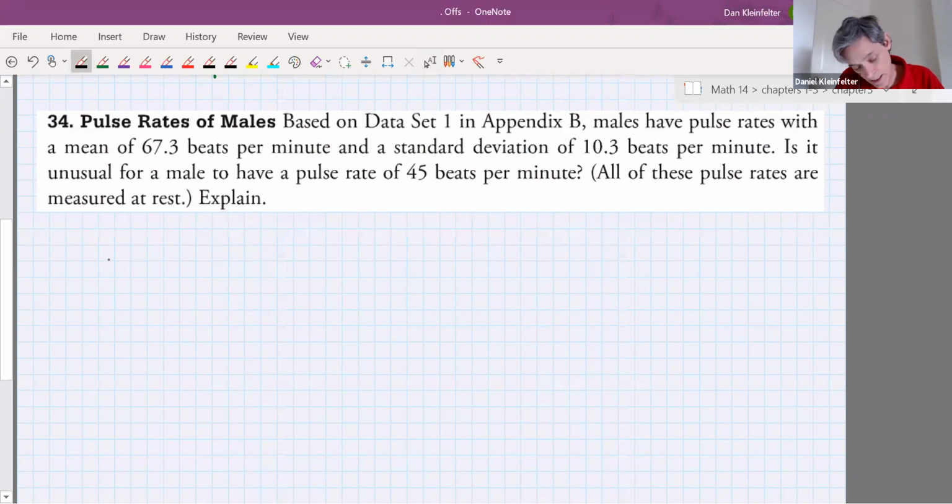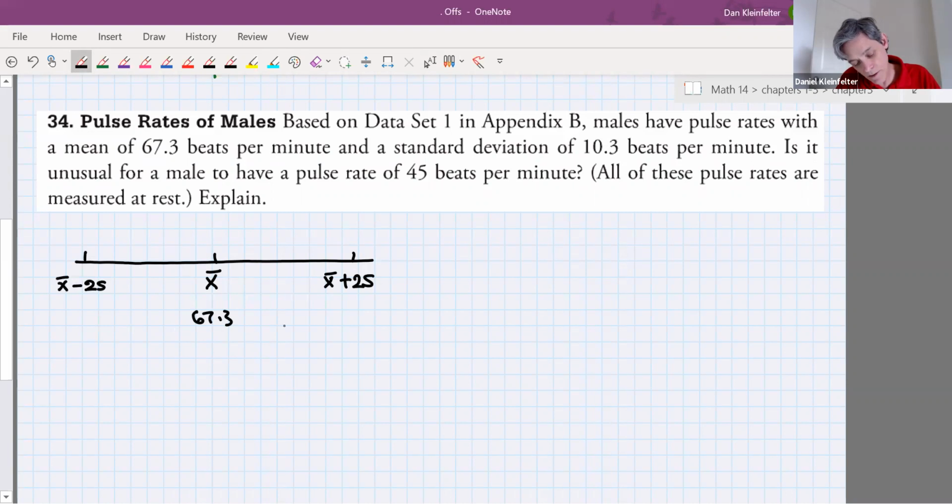All right, so let's see how that's going to go. So again, I would start by drawing a number line. The mean was 67.3 beats per minute. That's where the mean will be. And then we'll have the mean plus 2 standard deviations, the mean minus 2 standard deviations. So we'll have 67.3 plus 2 times 10.3. Then we'll have 67.3 minus 2 times 10.3. All right, so what we're going to want to do is calculate those, and then we need to decide if 45 beats per minute lies inside or outside that.